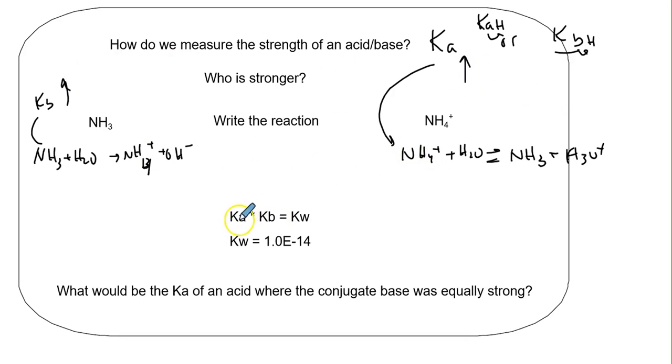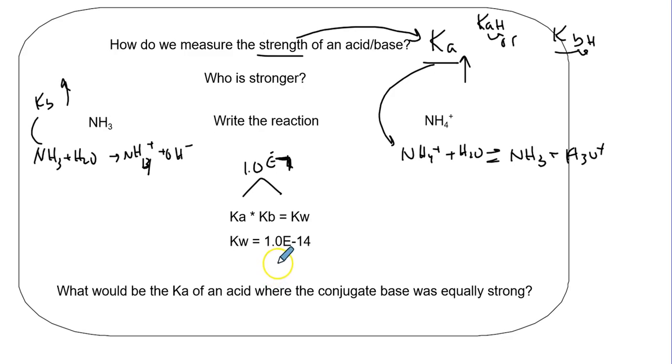So again, the Ka times the Kb equals Kw. So this is a teeter-totter, and it balances once again on 1.0 e to the negative 7th. So this is the teeter-totter point. So how do we measure the strength of an acid? We use the K value. This is the strength, the K value. Who's stronger? I don't know. We have to look up and see who's got what Ka value.